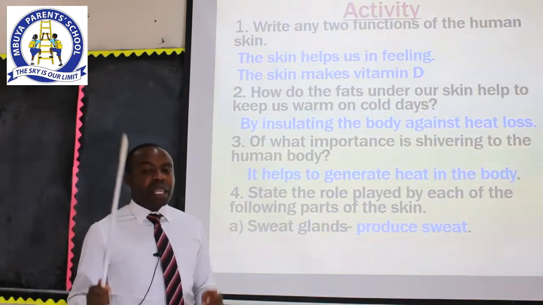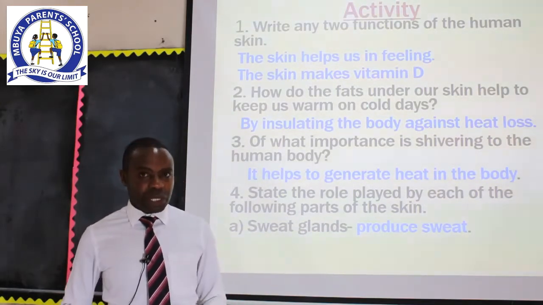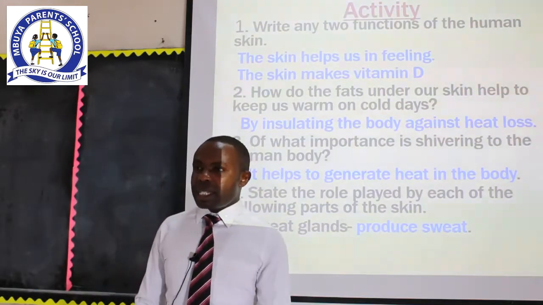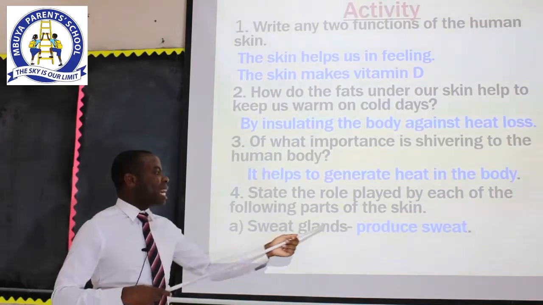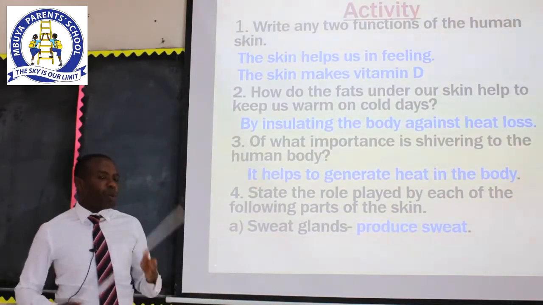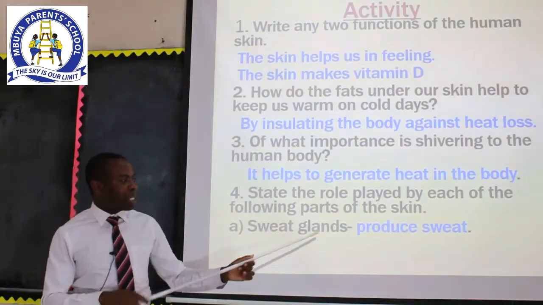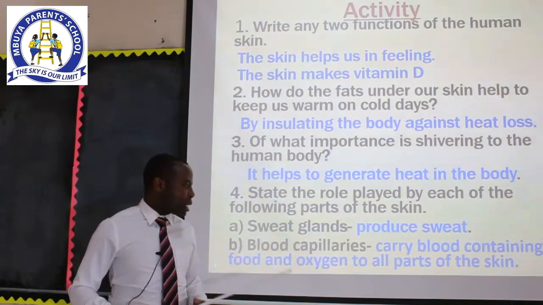Remember, in our bodies, the glands produce fluids. For example, in P5 we talked about the salivary glands, which produce saliva. Now here, when we talk of sweat glands, then automatically the sweat glands produce sweat. Now during sweating, then the sweat is coming from the sweat glands.